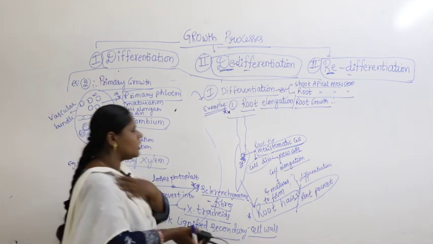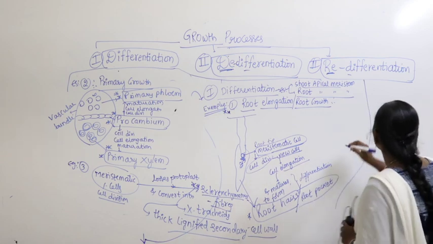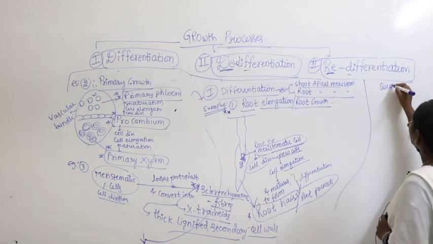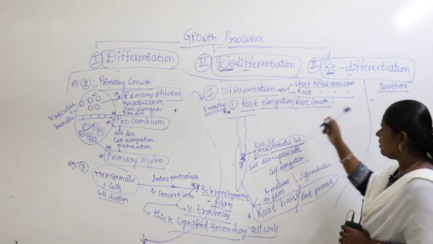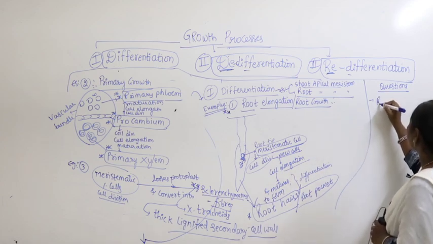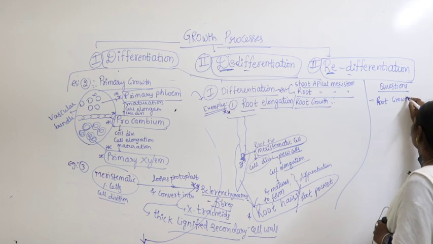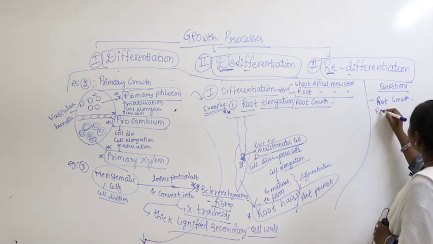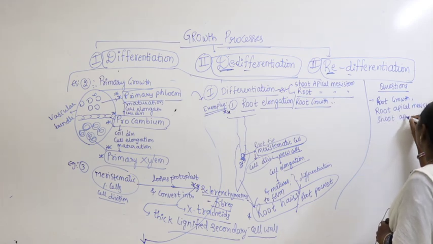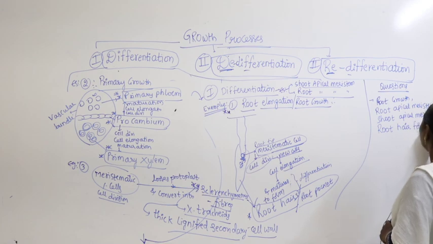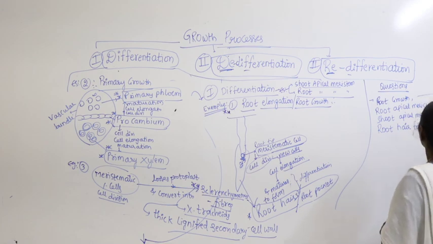So, let me give you questions. Generally, people get confused here, so let us talk about questions. If the question mentions root elongation or root growth, or root apical meristem, or shoot apical meristem formation, or root hair formation, or root pocket formation, remember, all of this occurs by differentiation.